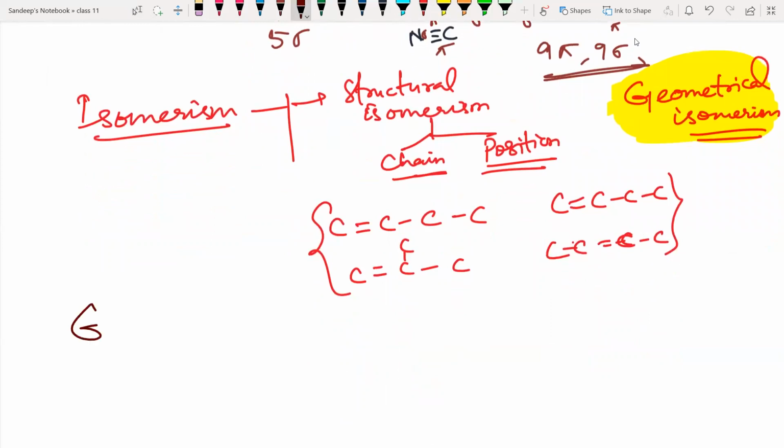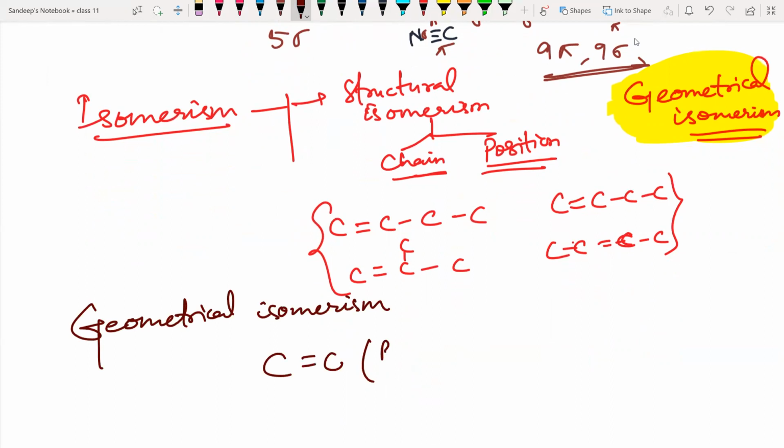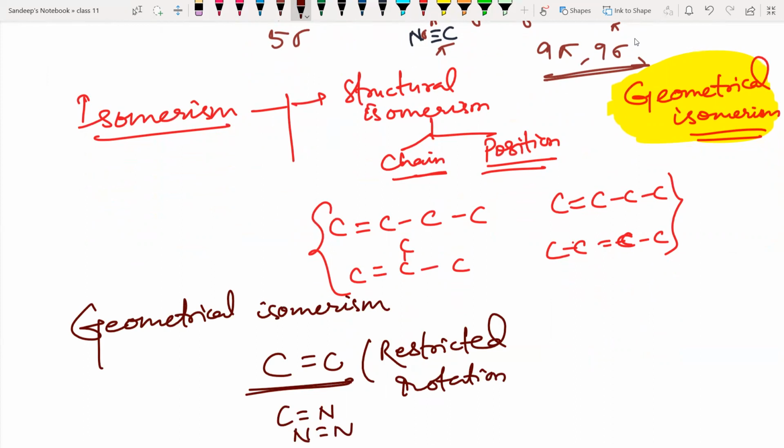Now let's discuss geometrical isomerism. So you have to know that there is a restricted rotation around the carbon-carbon double bond. Due to the presence of a pi bond, there is a restricted rotation which gives rise to geometrical isomerism. First condition is a carbon-carbon double bond, carbon-nitrogen double bond or nitrogen-nitrogen double bond must be present. Second, in a carbon-carbon double bond, each carbon must be attached to two different groups. It should not be the same.